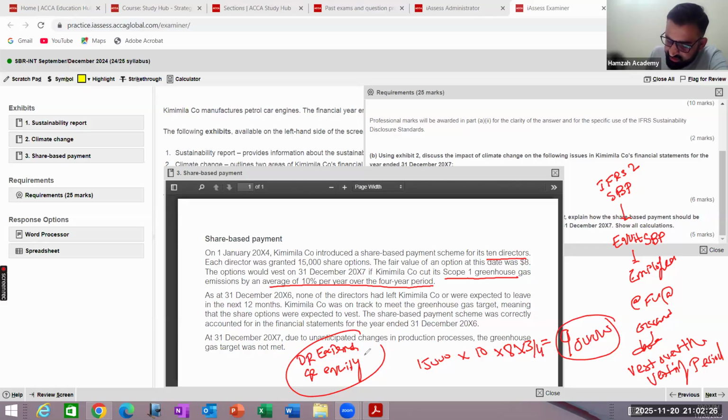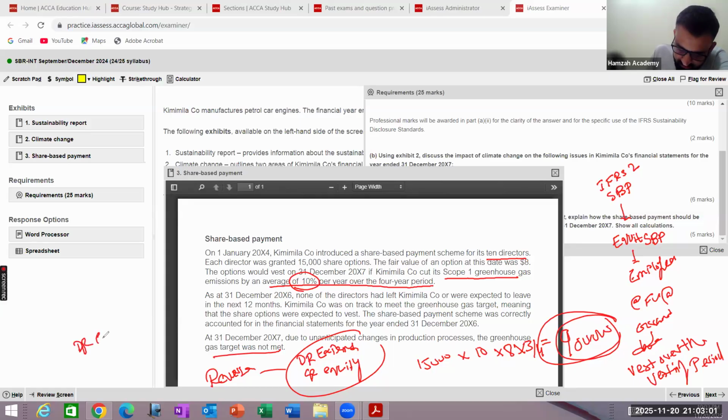However, in December X7, due to some unanticipated changes in the production processes, the greenhouse gas target was not met. The condition was not fulfilled, and this 10% reduction condition is a non-market performance condition which should be fulfilled. Now, if it is not fulfilled, then the directors are not entitled, so you have to reverse the total expense.